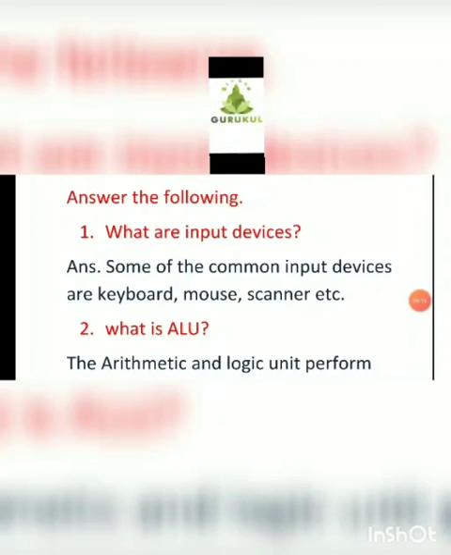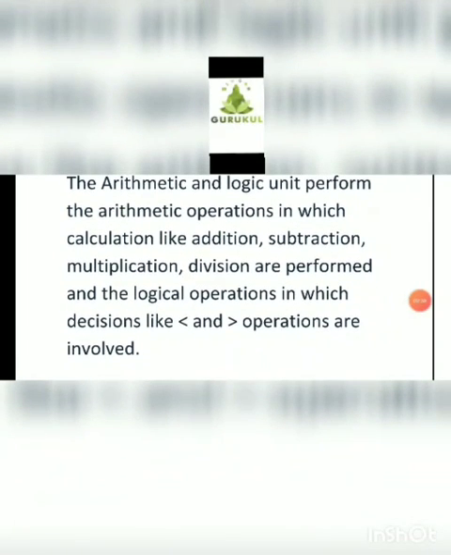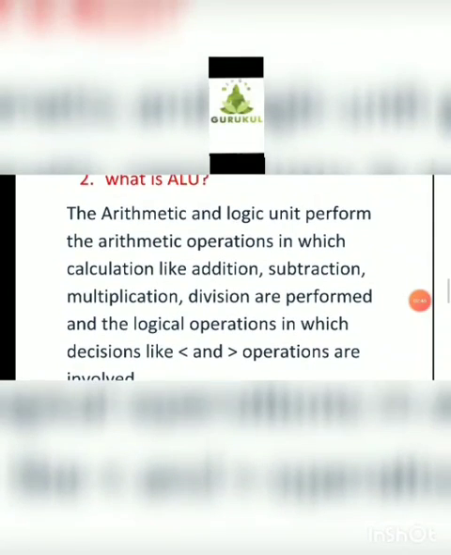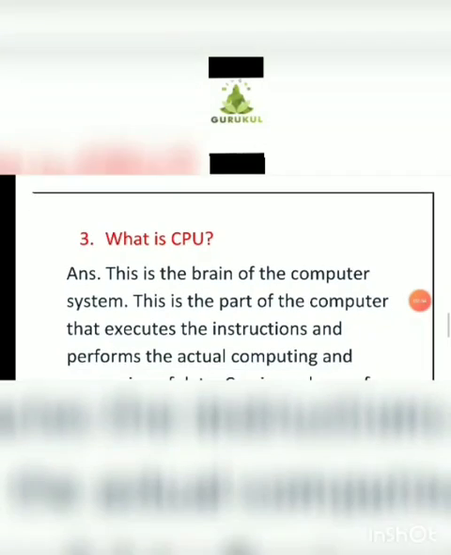And the second one, what is ALU? The full form of the ALU is the arithmetic and logic unit, which performs all the arithmetic operators such as addition, subtraction, multiplication and division, and the logical operations which are less than and greater than. So all the things are being performed by the ALU. So you need to write down the answer of 4 to 5 lines for 2 marks. This will come in an examination of 2 marks each.